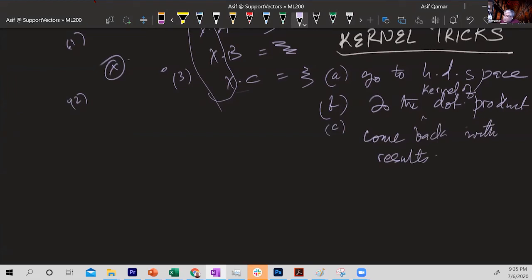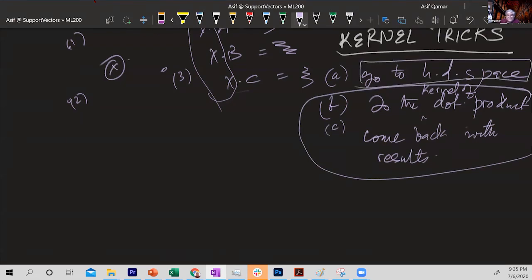Sometimes you can do the dot product in the higher dimension without actually finding all the details of how to go from here to there. It's a very interesting trick. You know there's a higher dimensional space. In that higher dimensional space, you need the dot product. You can actually get the dot product and your functions of dot products without necessarily finding explicit mapping or translation rules from this space to that space.